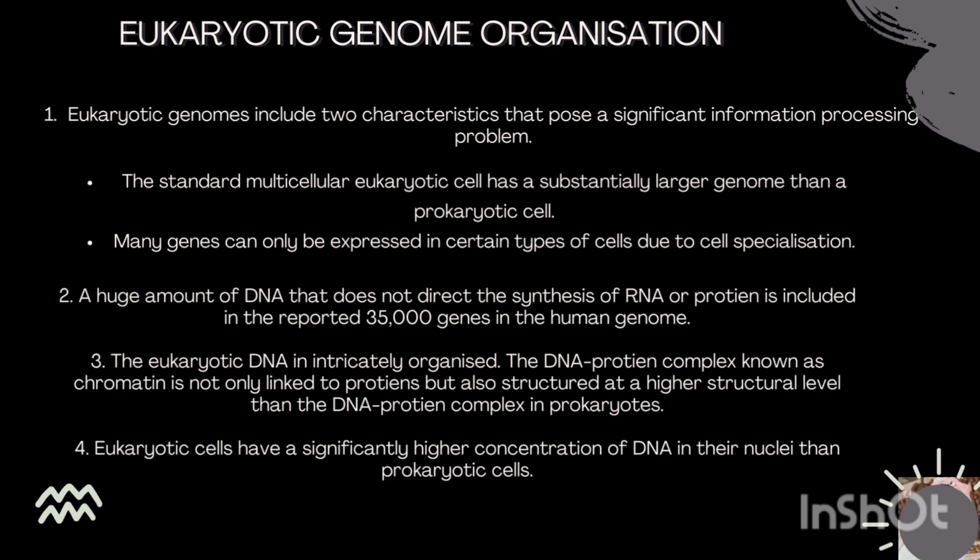Third, the eukaryotic DNA is intricately organized. The DNA protein complex known as chromatin is not only linked to proteins, but is also structured at a higher structural level than the DNA protein complex in prokaryotes. And the last one is, eukaryotic cells have a significantly higher concentration of DNA in their nuclei than prokaryotic cells.